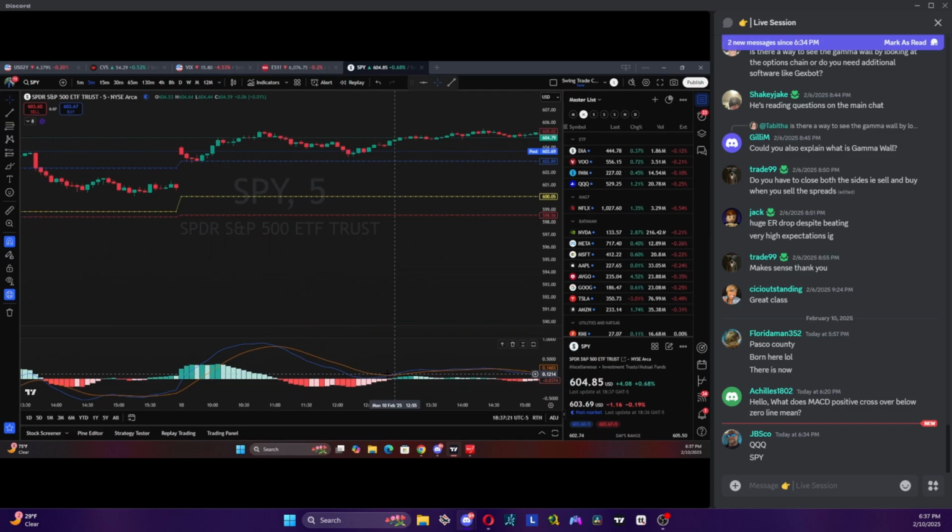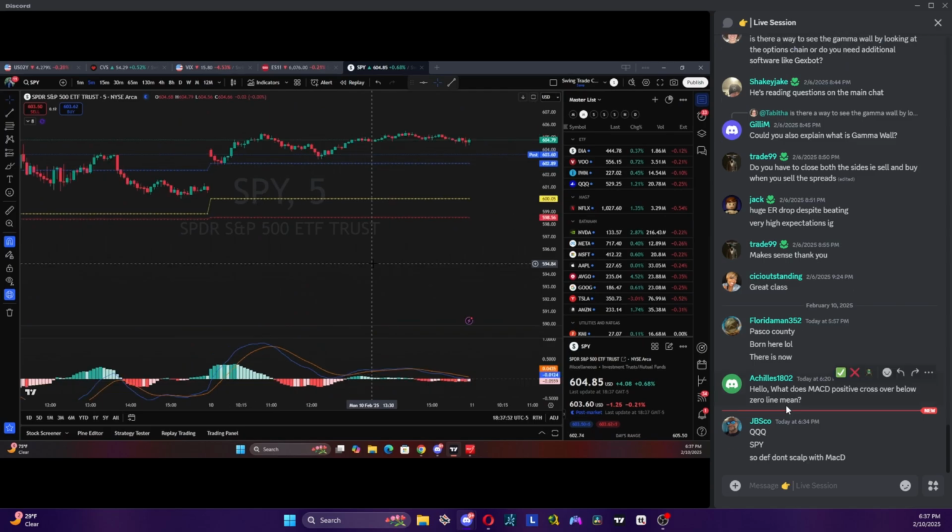So you got another question. Somebody asked, what does a MACD positive crossover below the zero line mean? I'm pretty sure that's a simple answer you can give. I'm so sorry, I don't understand what you said. I'm guessing the zero line, like you see on the MACD, there's numbers all the way on the right-hand side. Yeah. So think of the zero line as midpoint.